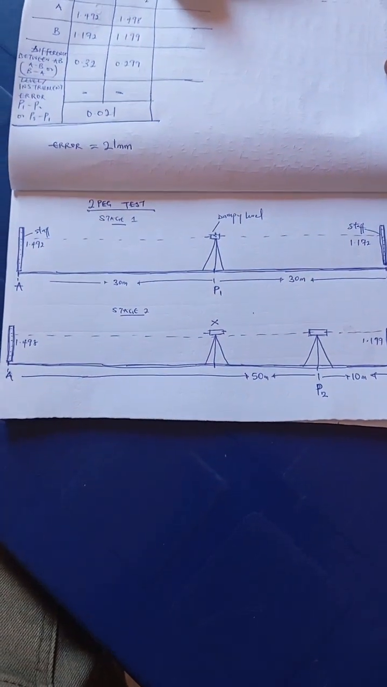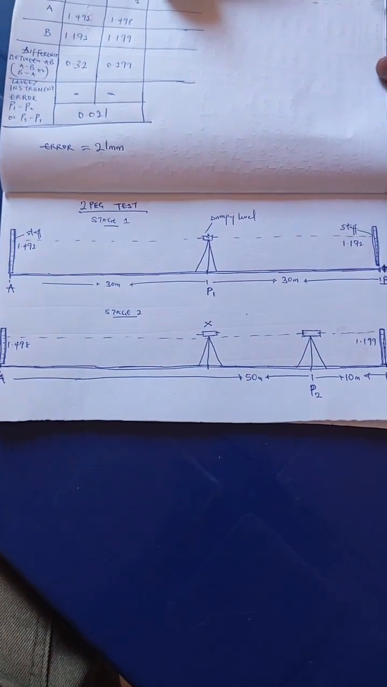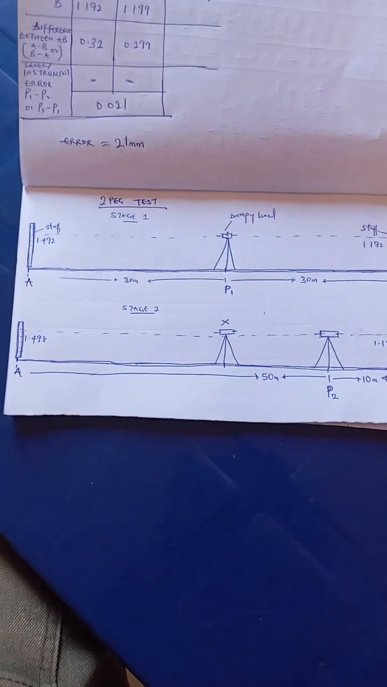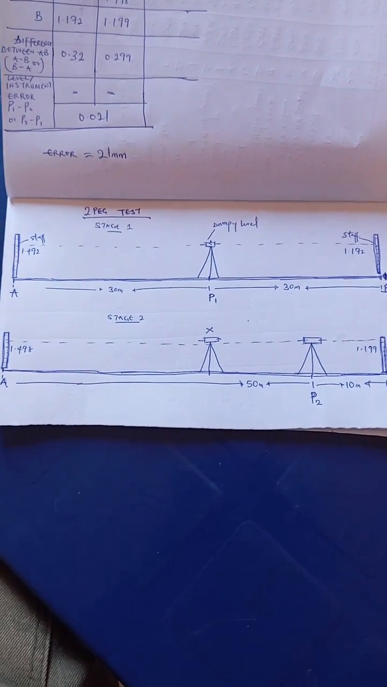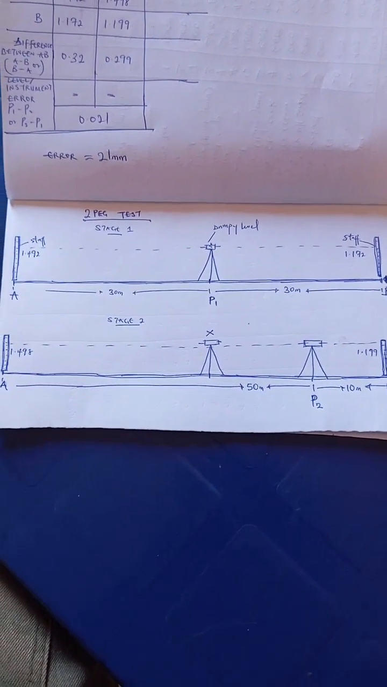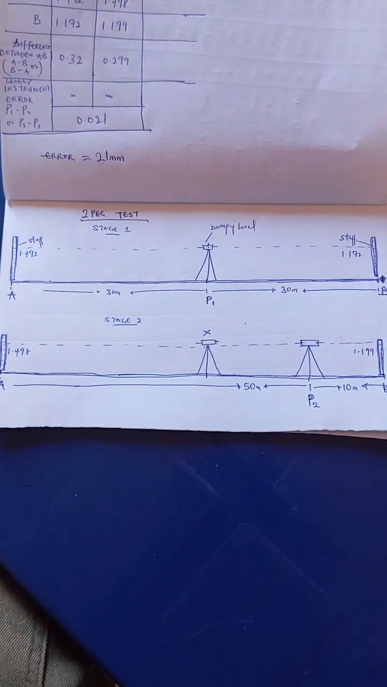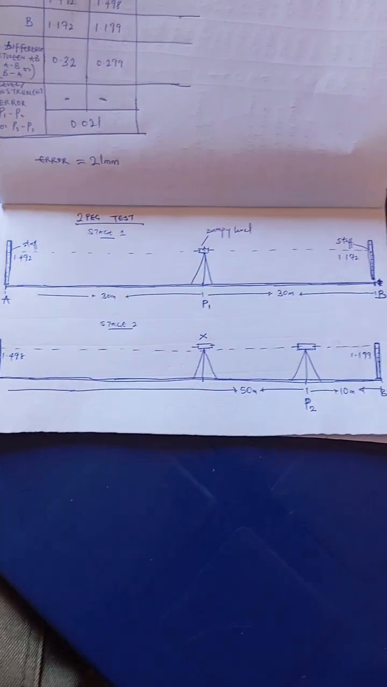The two-peg test is just a process that involves checking the level at two different positions and changing the instrument station at the same time. What did I mean?